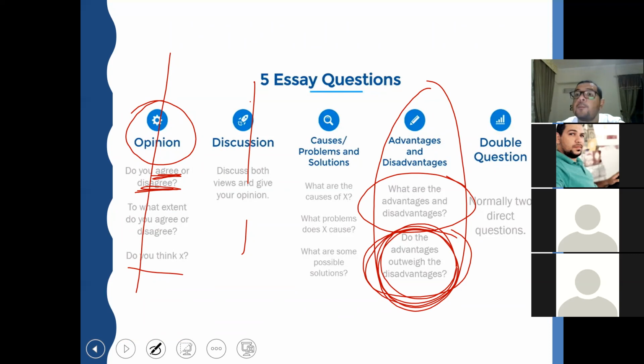There is one complete session about each of these essay types. This is just the introduction. I'm just introducing you to the different types that you might see. Okay, so we're done also with this part.